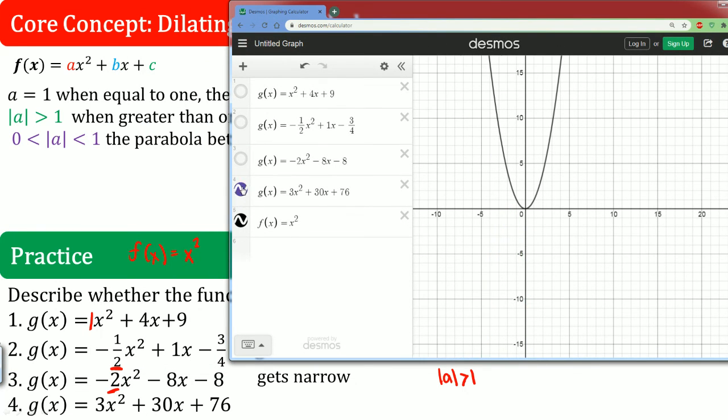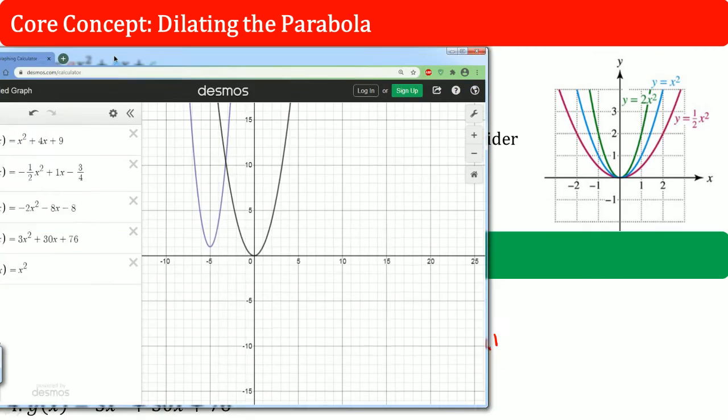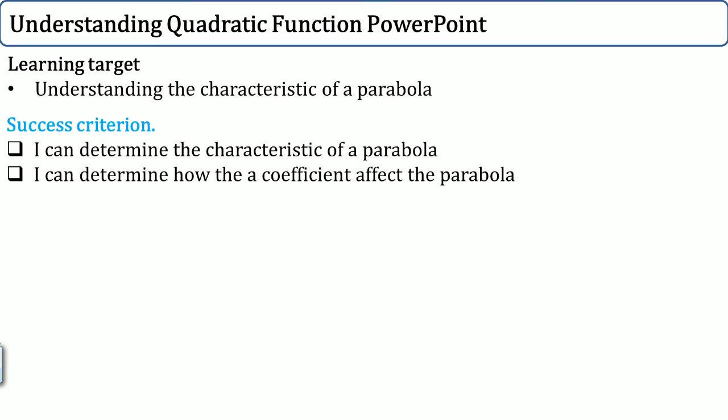when we take a look, all right, the purple here is skinnier. It is more narrow. So we would say that it is narrow. And again, because the A here is 3, it is greater than 1. Okay, and that is how the A coefficient affects the parabola. The A affects the dilation of the parabola. There you go. These are your core concepts when it comes to understanding the quadratic function.